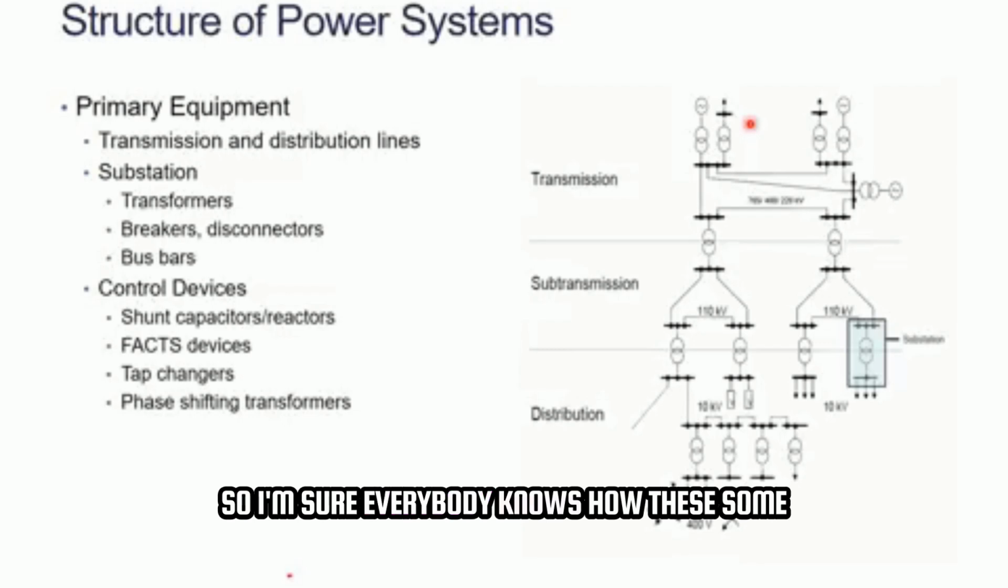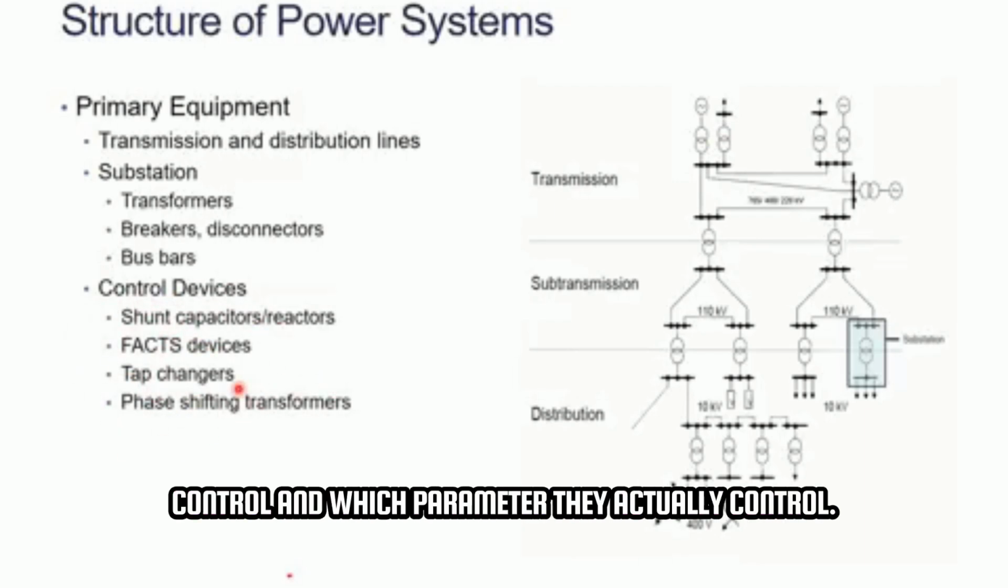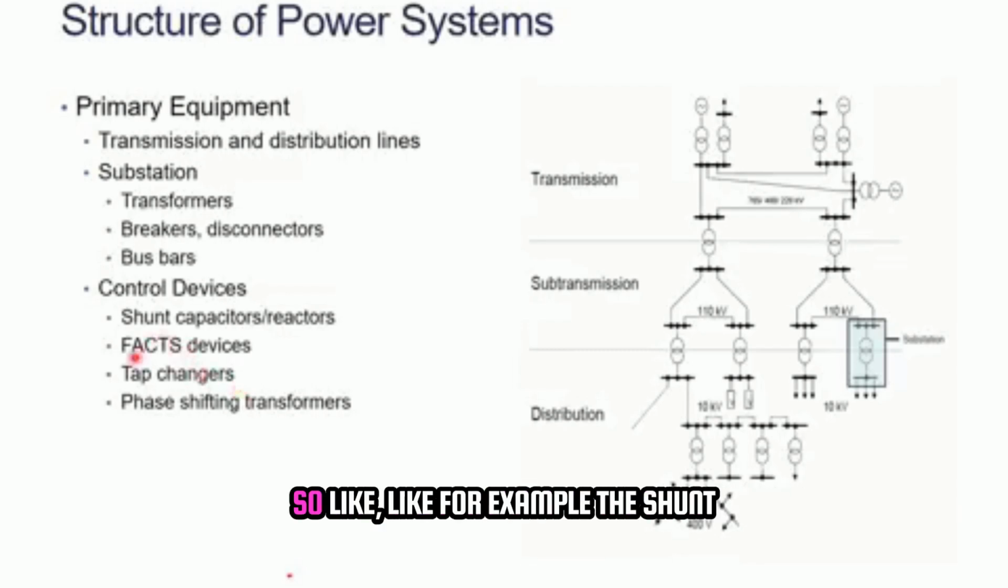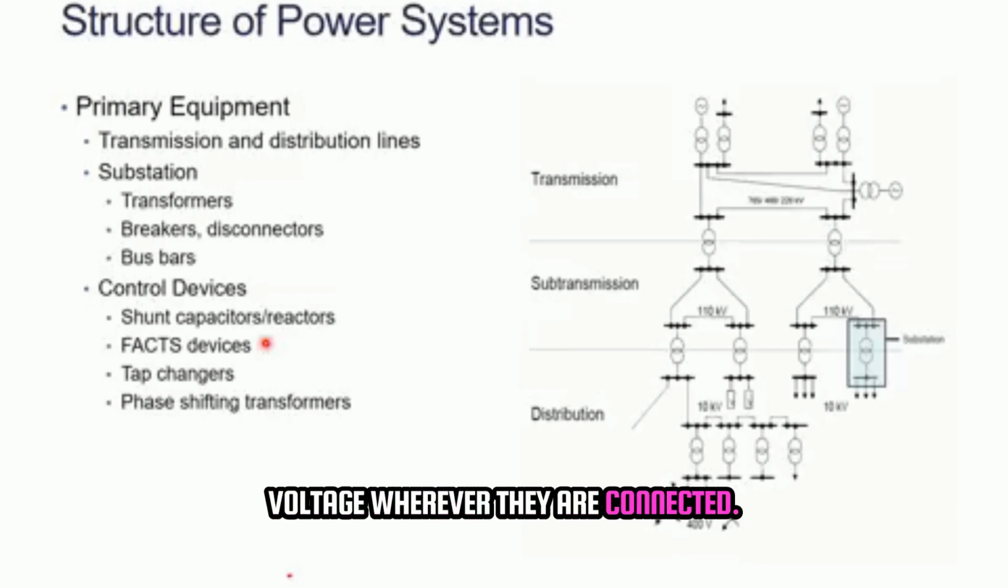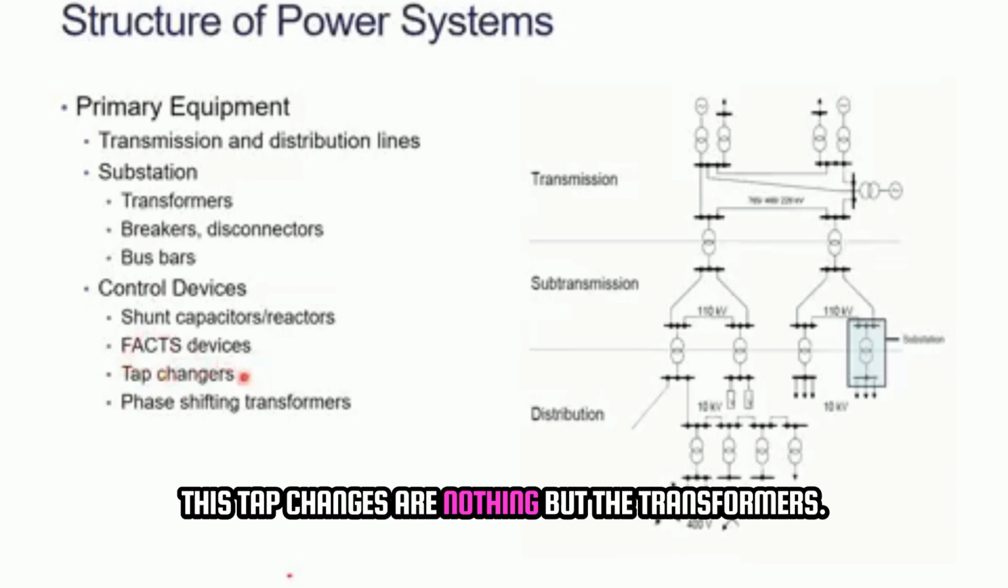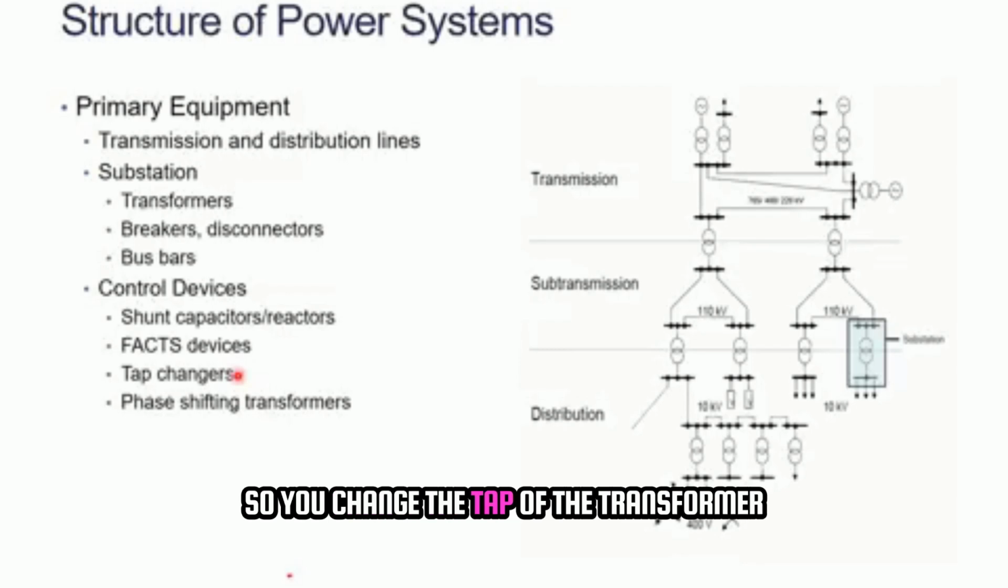I'm sure everybody has some basic idea of how these devices control, and which parameter they actually control. For example, shunt capacitors and reactors directly affect the voltage wherever they are connected. FACTS devices again directly affect the voltages wherever they are connected. Tap changers again affect the voltages wherever they are connected. These tap changers are nothing but the transformers. So you change the tap of the transformer and the voltages can be stepped up or stepped down depending on the situation.